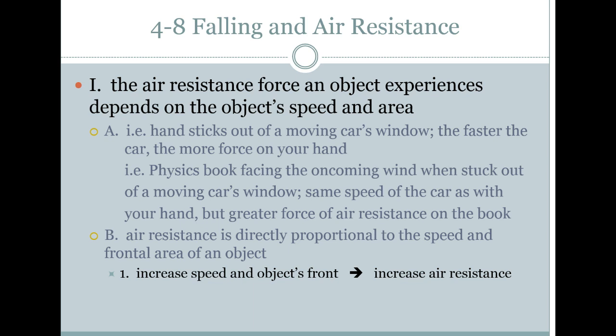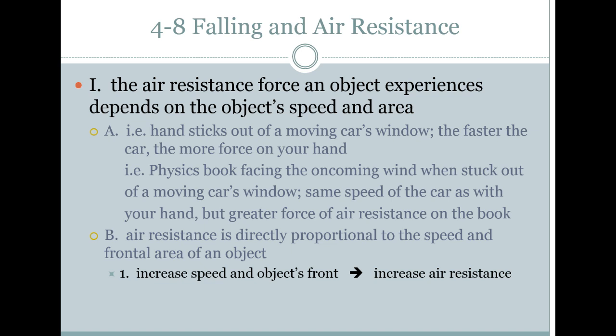If instead of just your hand, you hold your physics book out the window, I don't suggest this, with the large side facing forward, exposing maximum frontal area, the air resistance force is much larger than it was on your hand at the same speed. You find that the force of air resistance is also proportional to the frontal area of the moving object. Hence, the air resistance force an object experiences depends on the object's speed and area.